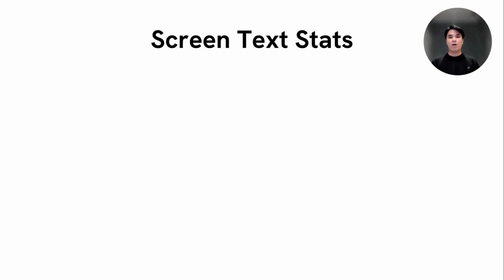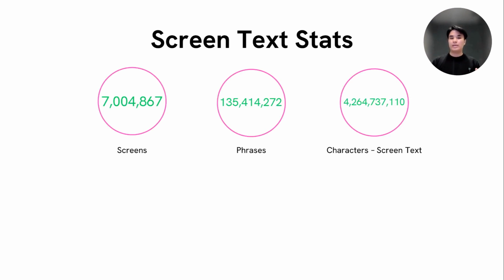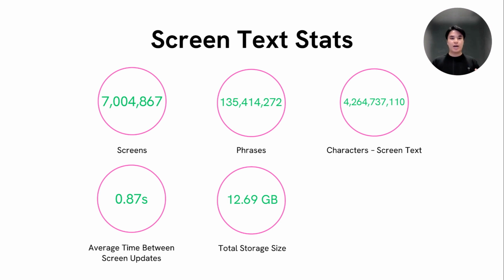To start off, I'll briefly summarize the amount of data we were able to collect. Over 2 weeks, our 21 participants generated over 7 million screens, made up of over 135 million phrases, which consist of over 4.2 billion characters. The average time between screen updates was 0.87 seconds, and in total, the data alone took 12.69 gigabytes of storage within our database.